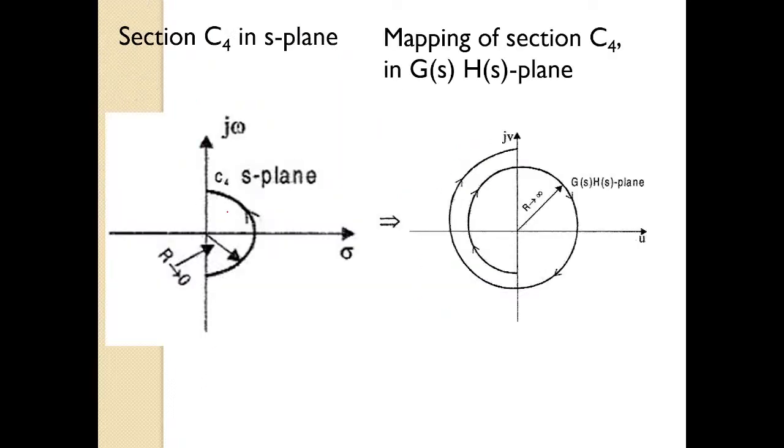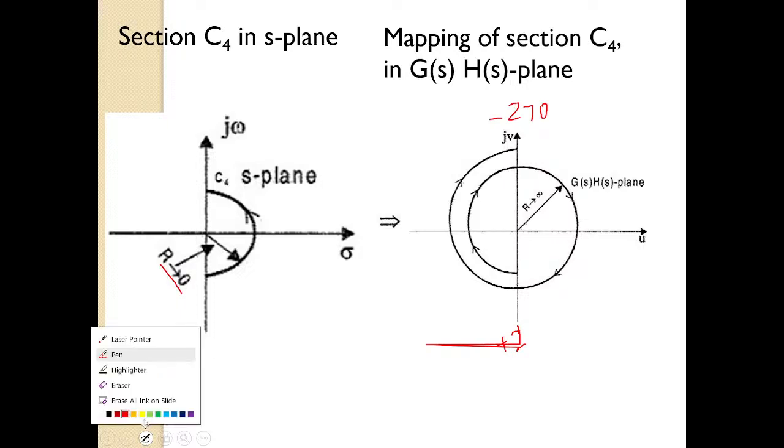This is our C4 counter with radius R tends to 0. Now we have got radius R tends to infinity. So we know this axis is what? This is our minus 270 degrees. This is our plus. 3 pi by 2 means what? 270, isn't it? 3 pi by 2 means 270.